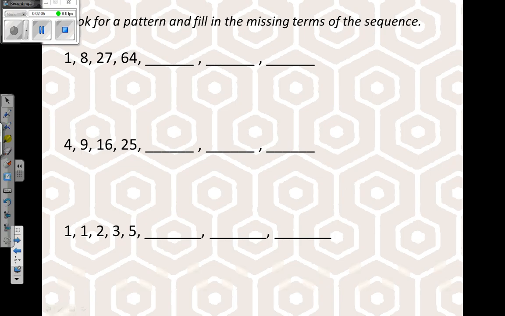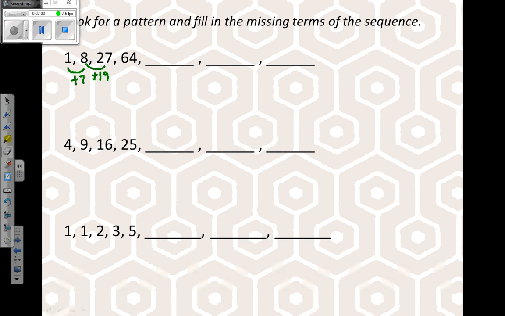Now let's take a look at some of these. It says look for a pattern and fill in the missing terms of the sequence. Now if you look at these, you'll notice from 1 to 8, I had to add 7. But from 8 to 27, I would have to add 19. Since those numbers are different, I'm going to have to look for a little bit different pattern. It's not going to be a constant addition or subtraction of a number.